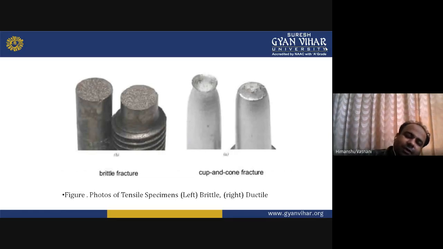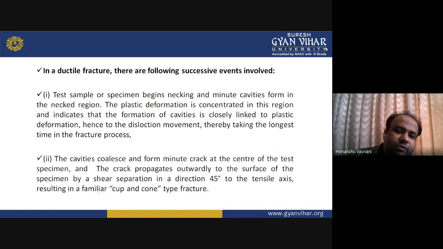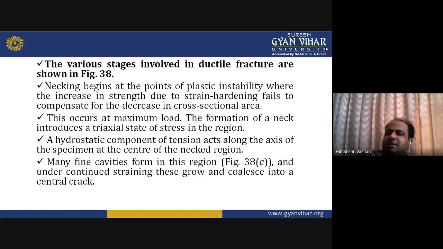And this point has been explained in this lecture: the crack propagates outward to the surface of the specimen by a shear separation in the direction of 45 degrees to the tensile axis, resulting in a familiar cup and cone fracture. Now the various stages involved in ductile fracture are shown in the figure. Here I'll show you this figure.